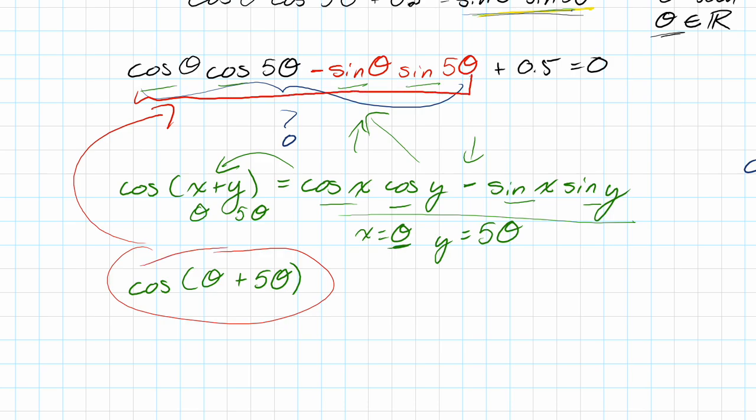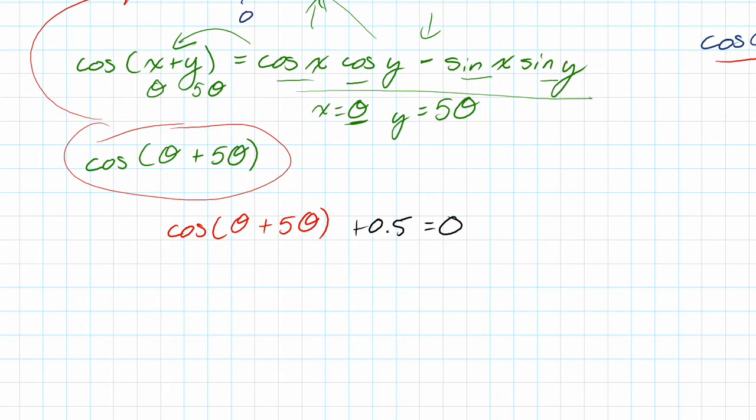So it'll now read cos theta plus 5 theta, and then we write the rest, plus 0.5 is equal to 0. So now we kind of scroll down our algebra. This is way simpler to look at. This is much nicer. And in fact, these are like terms. Think of this having a coefficient of 1. So that's 1 theta plus 5 theta. Well, I can just add the coefficients together. So I get cos 6 theta plus 0.5 equals 0.